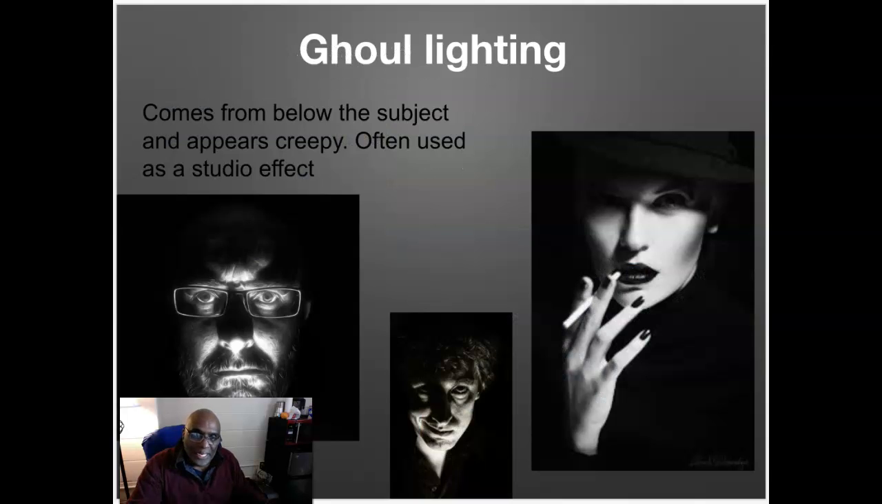Now, the ghoul lighting, which is the totally opposite, is the light that's cast from underneath that makes your subject look, and the shadows are cast above where the light is. So it kind of gives you that menacing look.